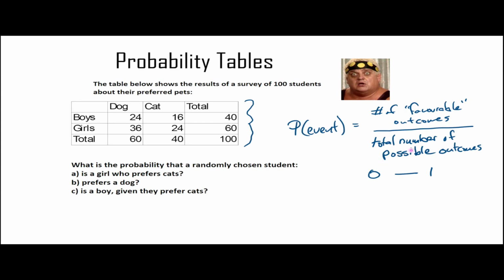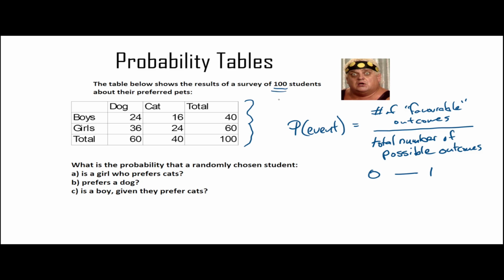So here we have fairly typical questions. The table below shows the results of a survey of 100 students. So go in and pick out the numbers: 100 students in total, and their preferred pets. So what do we presume? Well, we presume that they have a preference.